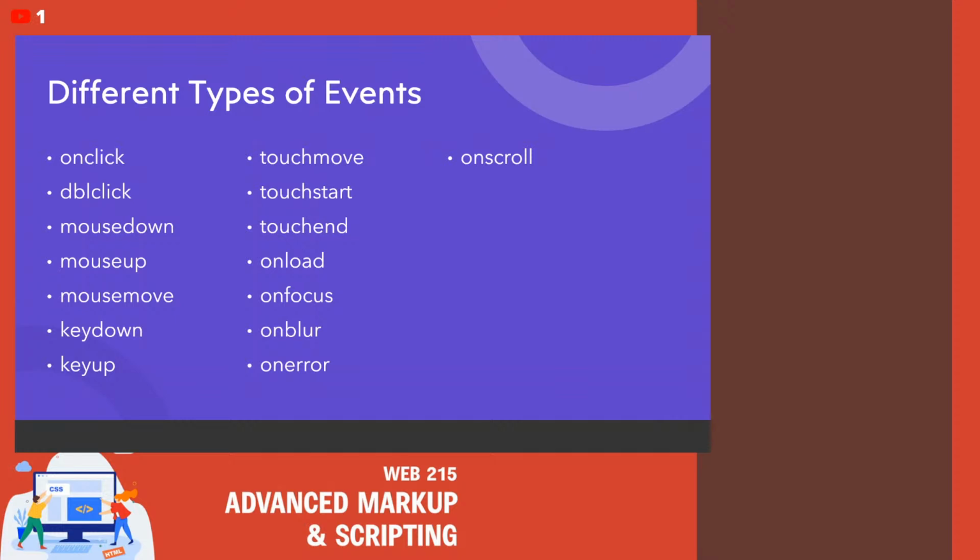But we'll do some examples with some of these as we progress. And this is just a sampling of them. And as I said, there's even more of them in your module. But these are all different types of events that we can see.